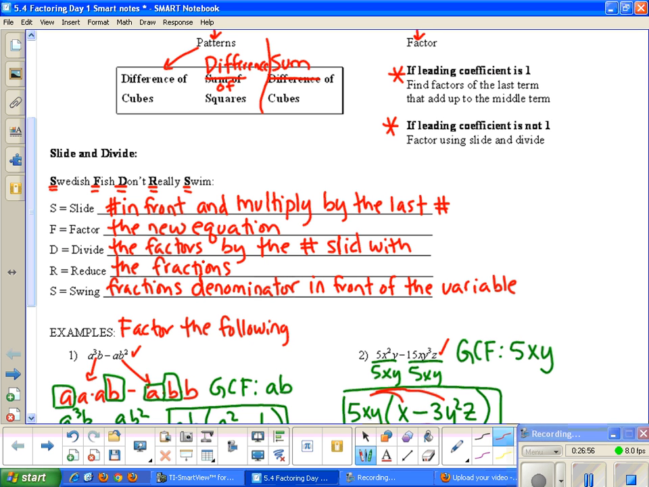So these are the steps that we are going to follow when we're factoring trinomials with no greatest common factor and the leading coefficient is not 1. Well, I guess it doesn't necessarily have to be the leading coefficient, so we'll just leave it like this for now. So let's go back to that problem.